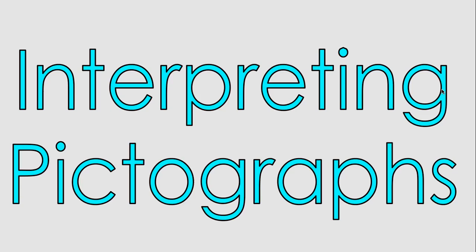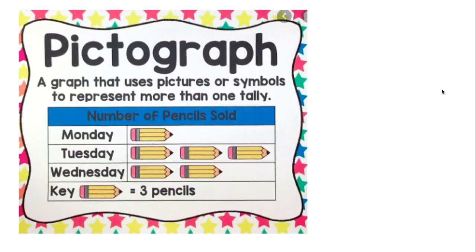Now we're going to take a look at interpreting pictographs. A pictograph is a graph that uses pictures or symbols to represent more than one tally. The reason we're saying tally is because on the last one we realized that surveying means you have to collect data. So somebody collected the data on this. Also want to point out that a pictograph has the same symbol or picture that represents all of the data.